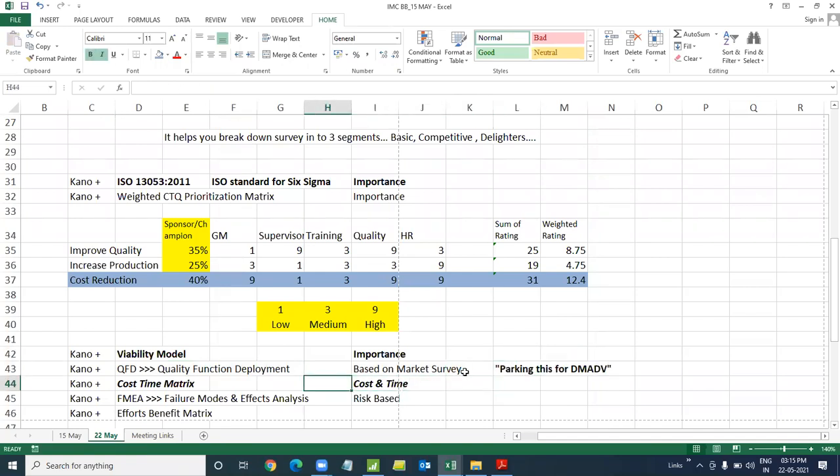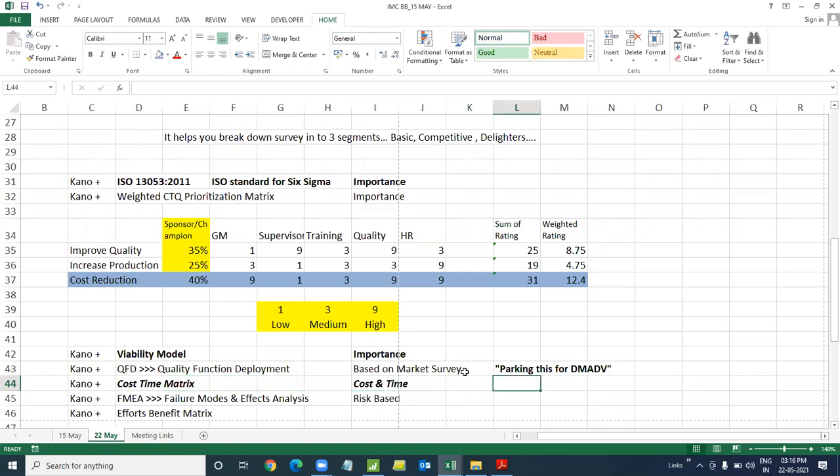Cost time matrix is again a method which you can select here. You can select a project based on cost, how costly is the project, and how less time it would take. So lesser the cost is better, lesser the time is better. So you have a cost time matrix basis which you can select a project based on the cost. So if the management is too much, there's too much hue and cry about money, then you use a cost time matrix. In small scale organizations, this will be the right model.